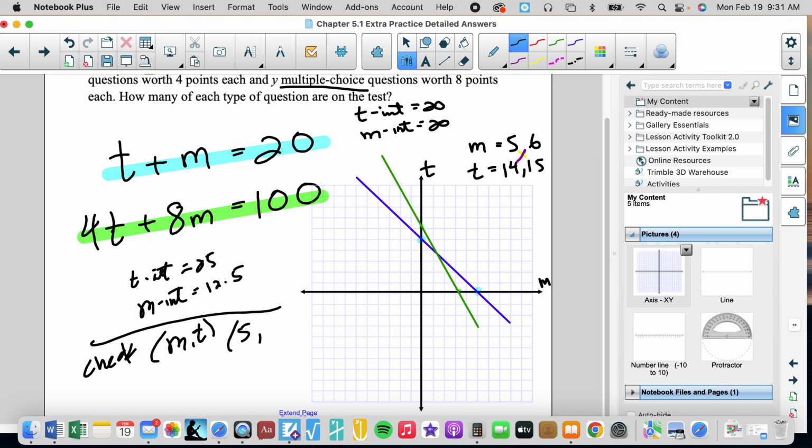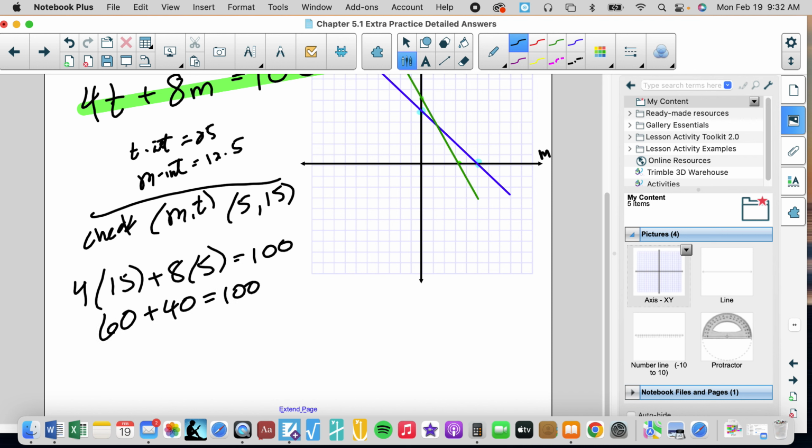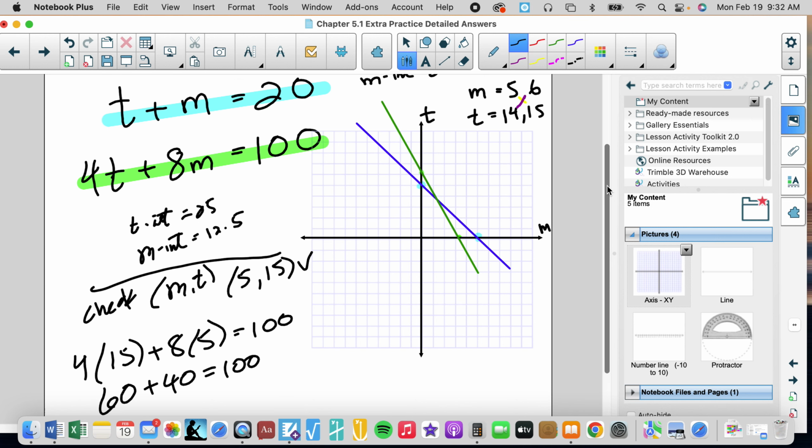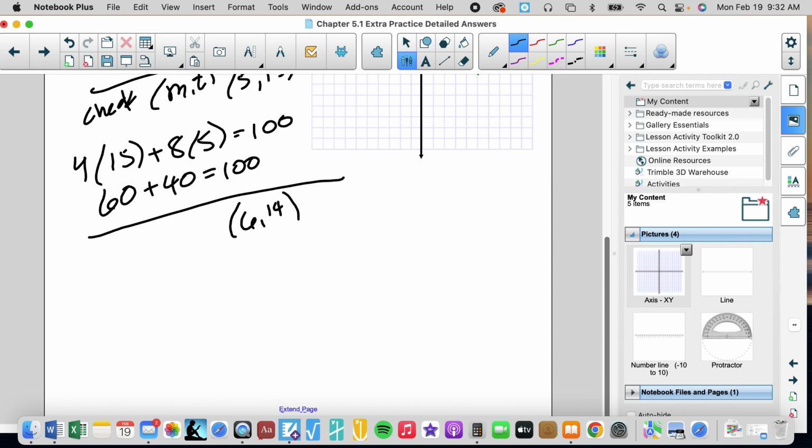515. MT, so 515. Let's do 4 times T, which is 15, plus 8 times 5 equals 100. 4 times 15 is going to be 60. Now, just for kicks and giggles, let's see if 14, 6, or 614 works. So 4 times 14 plus 8 times 6 equals 100.